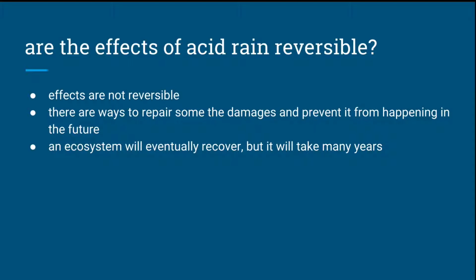Are the effects of acid rain reversible? The effects of acid rain are not reversible because we have a sudden change in the aquatic environment that has hurt the animals living in the lakes and streams. It takes many years for an ecosystem to recover, but most likely the ecosystem will not go back to its normal conditions.